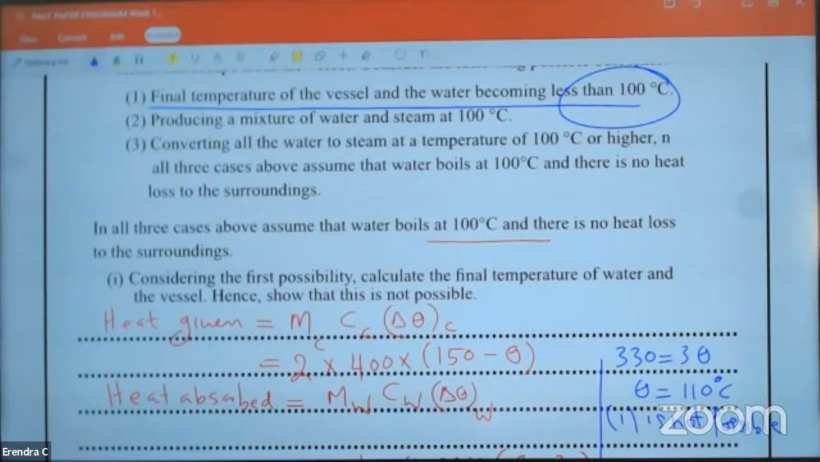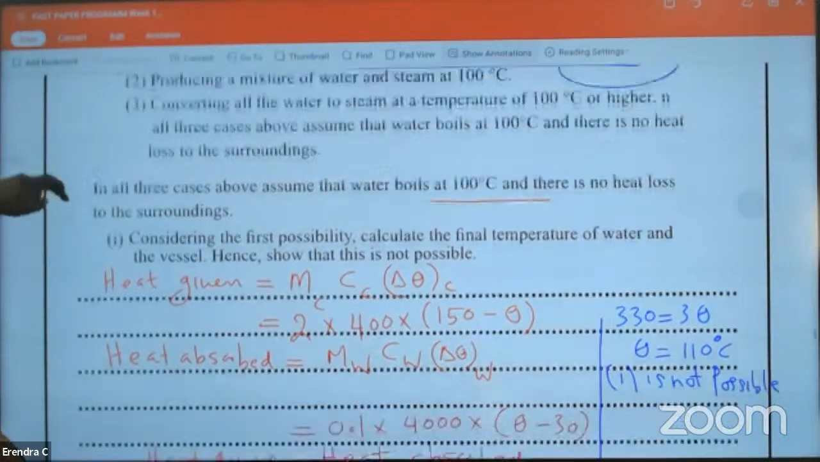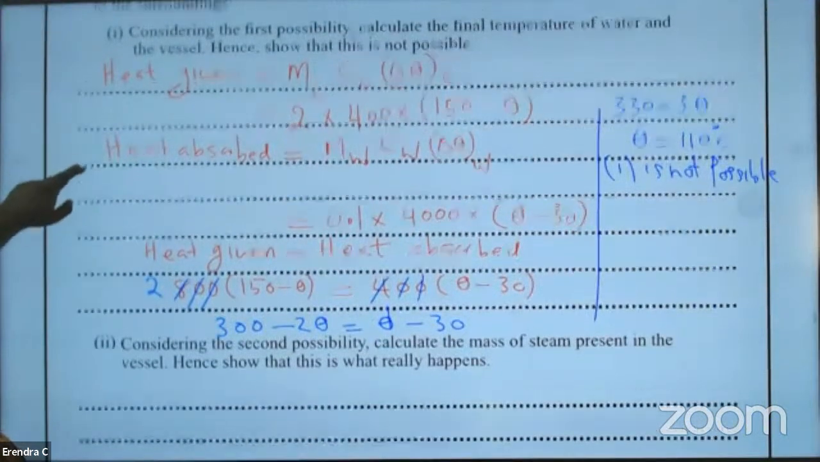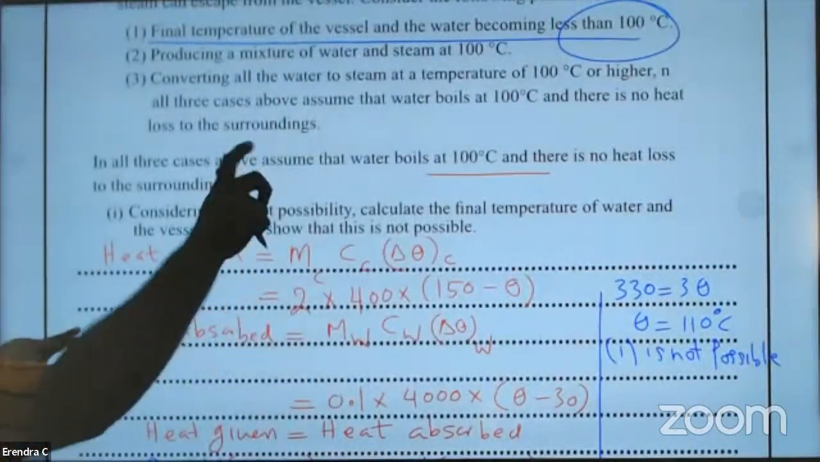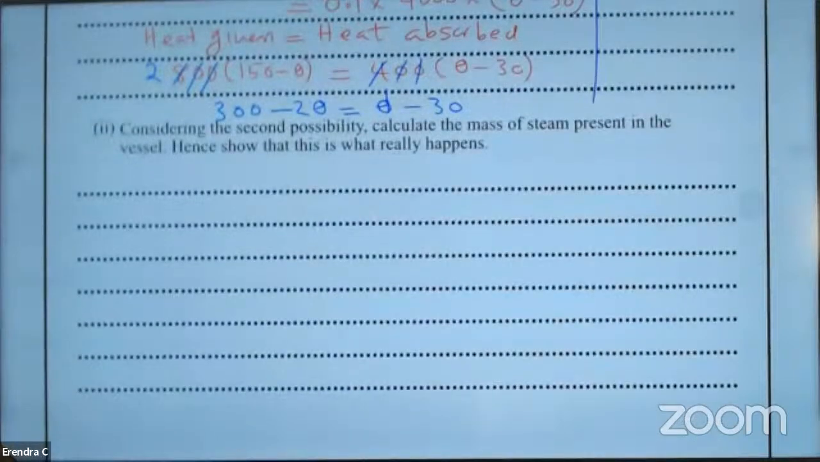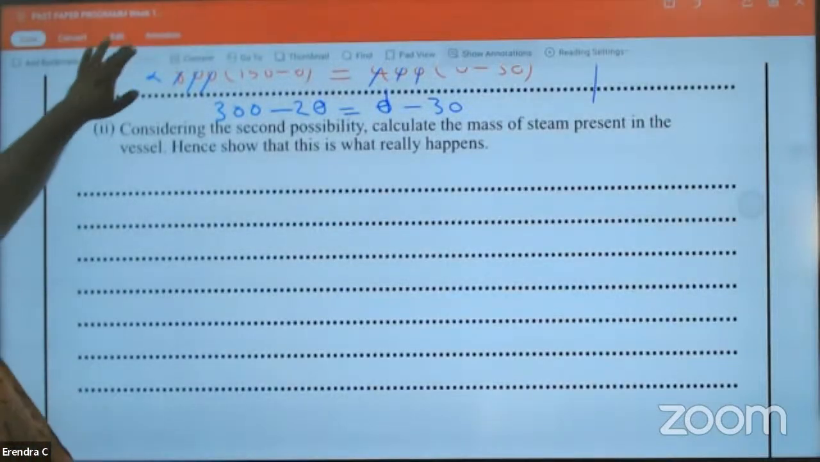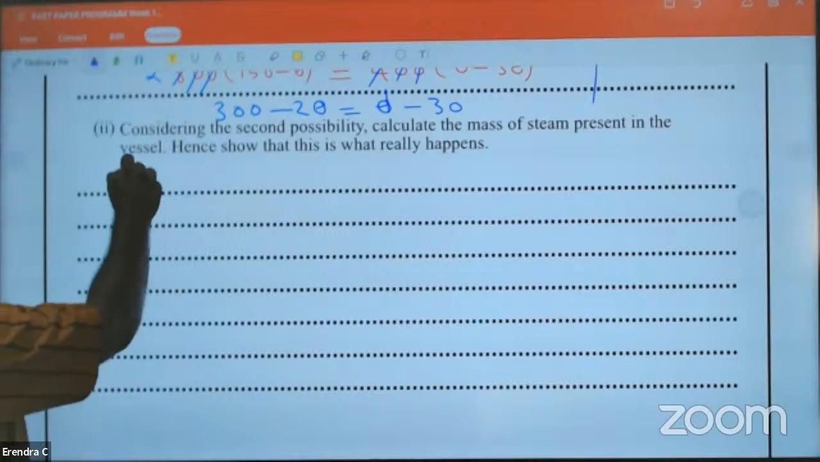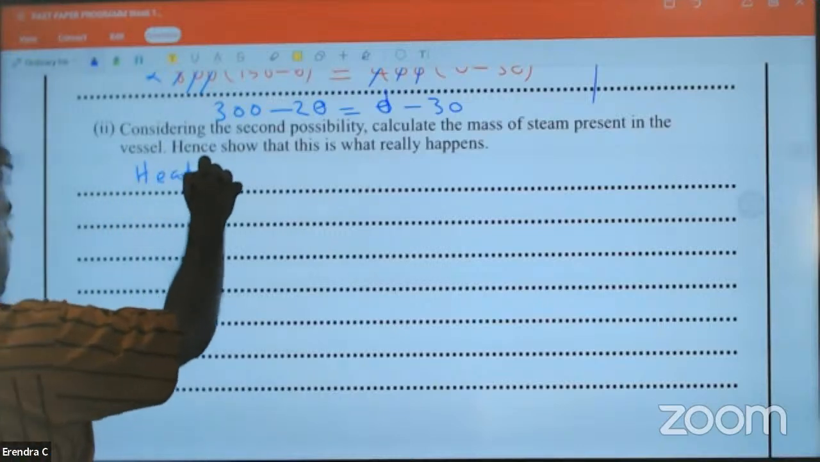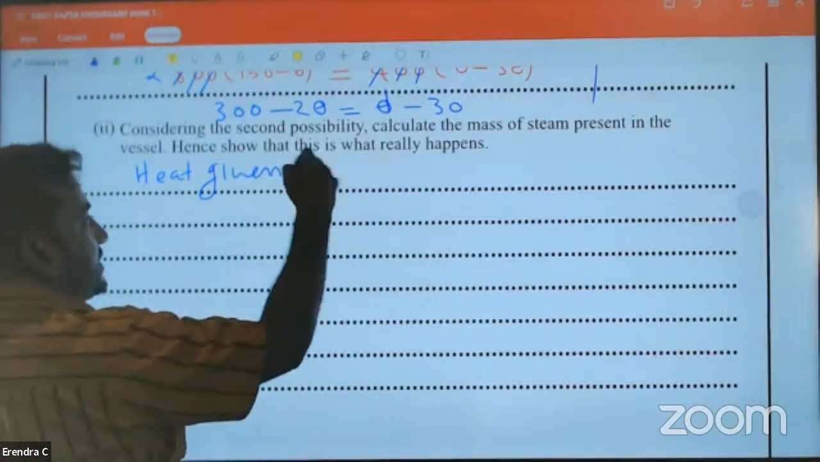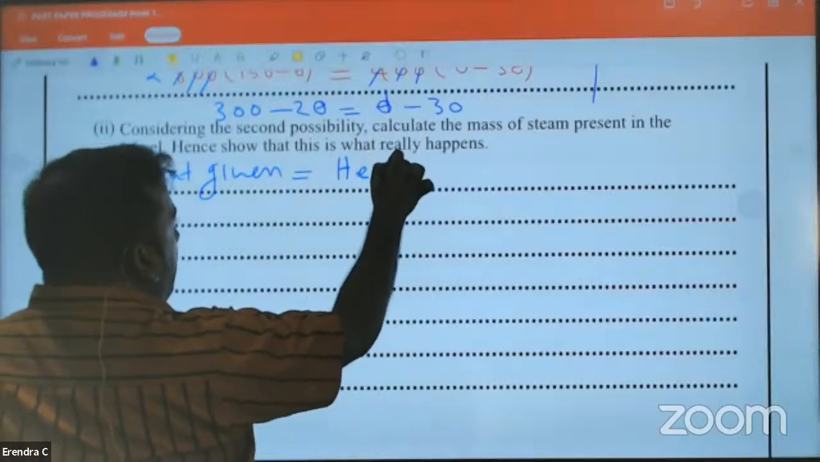Heat given equals heat absorbed. What's the second case? Producing a mixture at 100. That means it will stop at 100. Hence, this is what really happens. So, assuming the second one is correct, heat given equals heat absorbed.